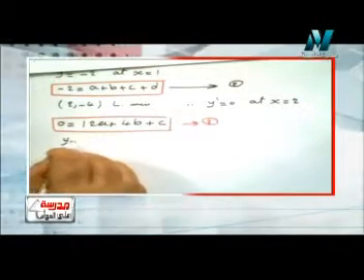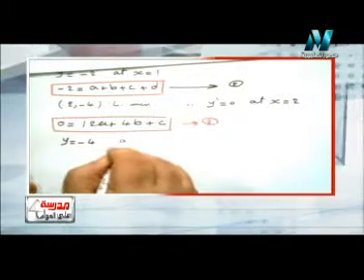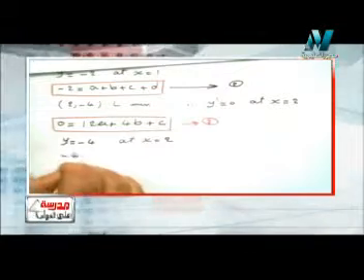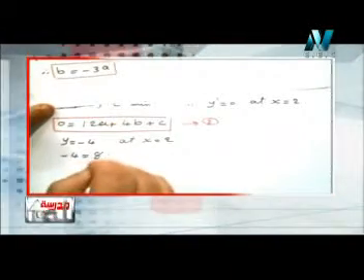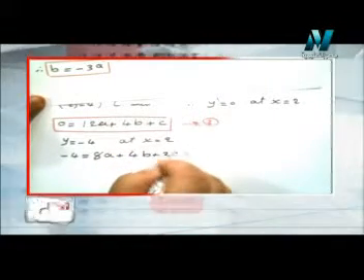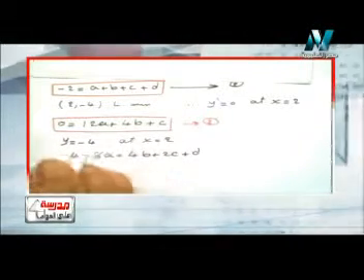And also this point lies on the curve, therefore y equal negative 4 at x equal 2, therefore negative 4 equal 2 power 3 8a plus 4b plus 2c plus d. This equation number 4. Now we can solve these 4 equations.